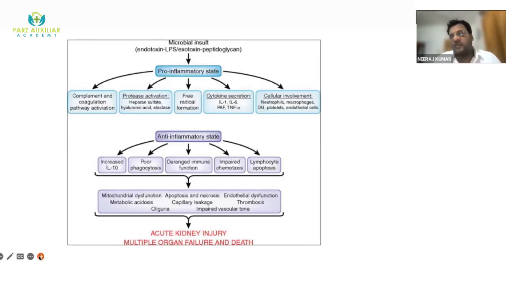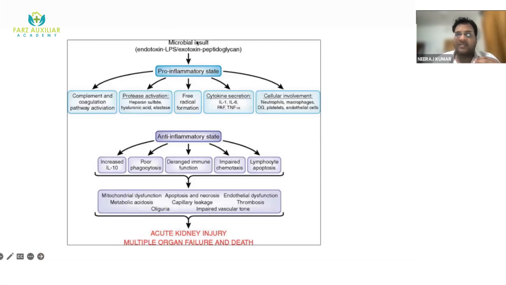So it's very important to understand why acute kidney injury is so important. If you see the exact pathogenesis or pathophysiology, you will understand there are several cascades, not only at the level of the complement system and coagulation activation, but even at the cellular level, where these injuries can happen.